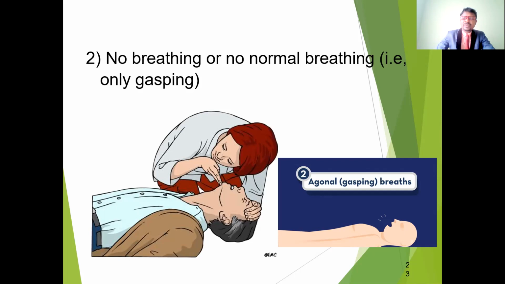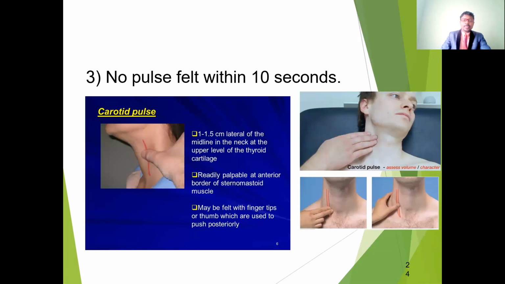We have to look for the breathing. If there is no breathing or no normal breathing, which is called gasping. Sometimes they breathe abnormally, suddenly taking a long breath, or breathing many times. We have to identify this type of breathing pattern. For those with abnormal breathing patterns, we have to give artificial breaths. Then we start the pulse checking. What is the pulse?